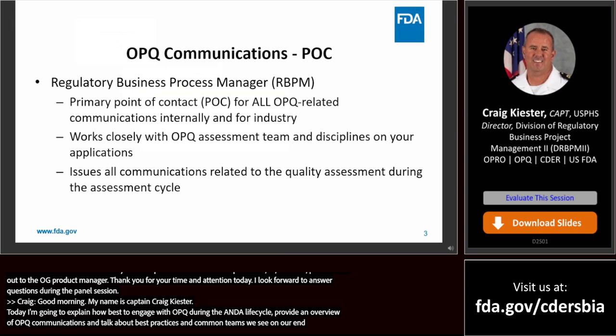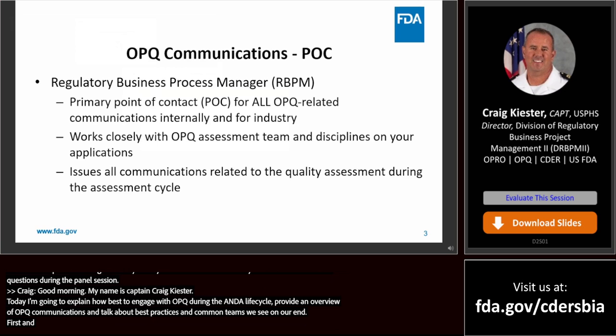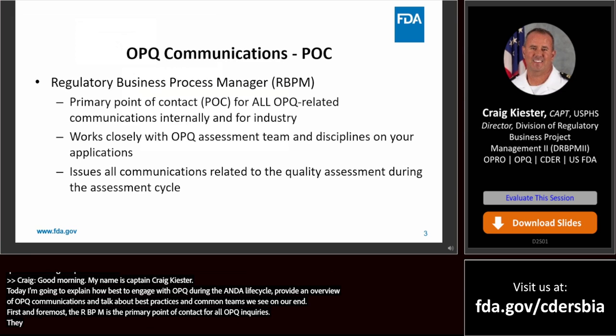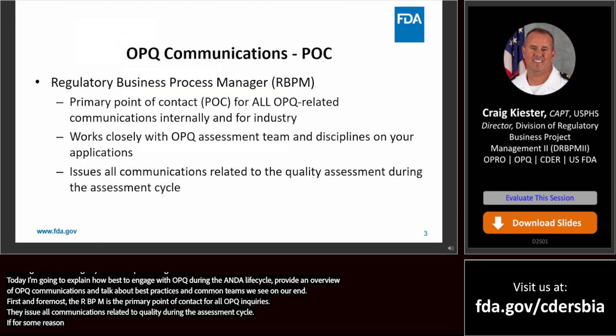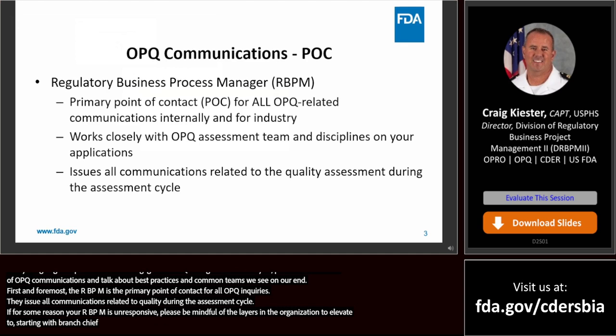First and foremost, the RBPM is the primary point of contact for all OPQ-related inquiries. The RBPM is in OPRO, and they work closely with the RPMs in OGD, as well as the assessment team in OPQ on all of your applications. Additionally, they issue all communications related to quality during the assessment cycle. If for some reason your RBPM is unresponsive, please be mindful of the layers in the organization to elevate to, starting with their branch chiefs, division directors, deputy office director, or office director, prior to reaching out to more senior FDA leadership.